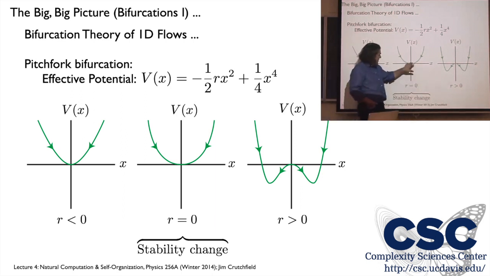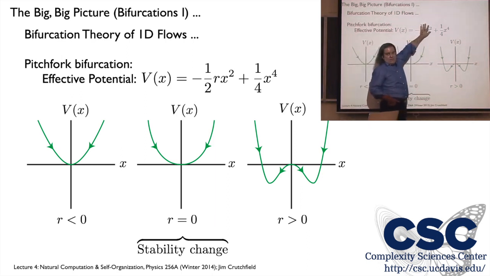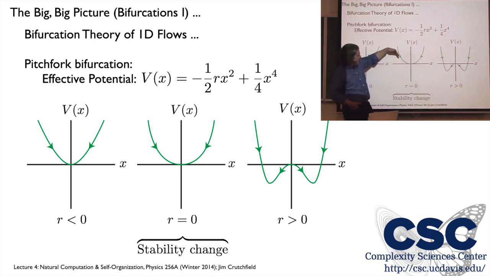Right, for r equal to zero, well, that turns off the quadratic term. So this is just x to the fourth. It's a very, very flat potential. You can kind of imagine the ball comes down here and rolls around a little bit, it's so flat.